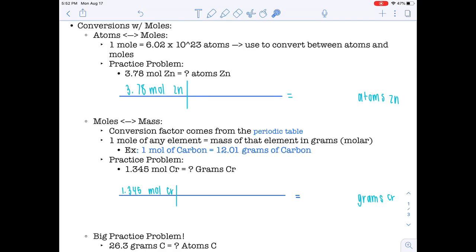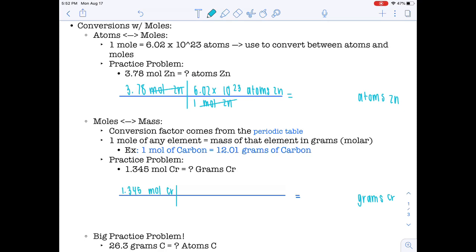Okay, so if you have 3.78 moles of zinc, how many atoms of zinc do you have is the question. So we want to end up with atoms over here. That means we have to put moles in the bottom for this conversion factor in order to cancel out the moles. So we're going to do 1 mole of zinc in the bottom. And that's equal to 6.02 times 10 to the 23rd atoms of zinc.